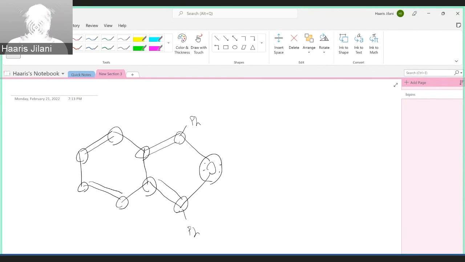So the answer to this question is that we have 9 atoms as part of the pi system, which contribute a total of 10 pi electrons.